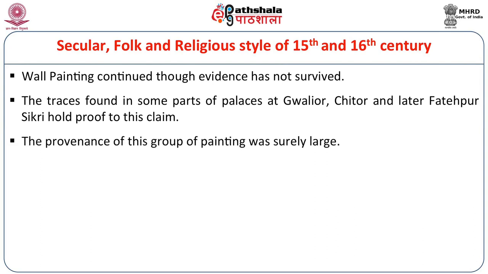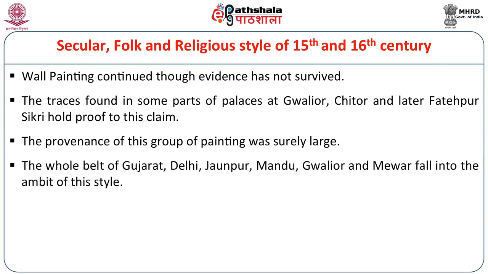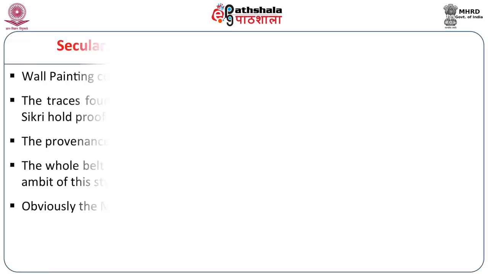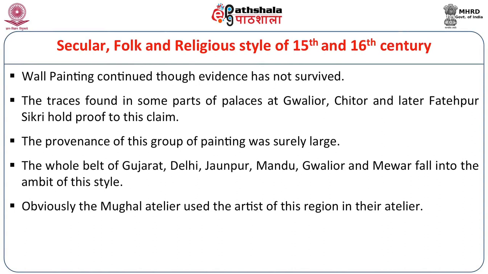The provenance of this group of painting was very large. It started, as we have discussed, in Gujarat, moved to Delhi, Jaunpur, Mandu, Gwalior, and then to Mewar. We have to understand that all these areas were popular for the regional culture of this period, which is essentially medieval. Obviously, the Mughal atelier, which came later, used the skill of the artists later.